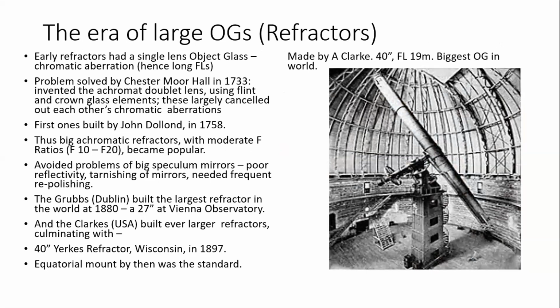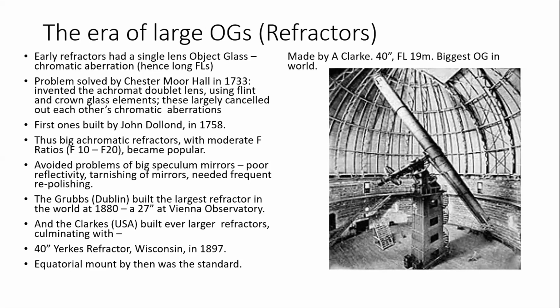But let's go back to the refractors again. The whole reason that we moved astronomy into the field of reflectors was that chromatic aberration was a big problem for refractors, but it didn't affect reflectors at all. But that was solved by Chester Moore Hall in 1733, who invented what we call the achromatic lens, a doublet lens, using flint and crown glass elements, and those two types of glass largely cancelled out each other's chromatic aberrations. He didn't actually make one, but he probably made one to test it.